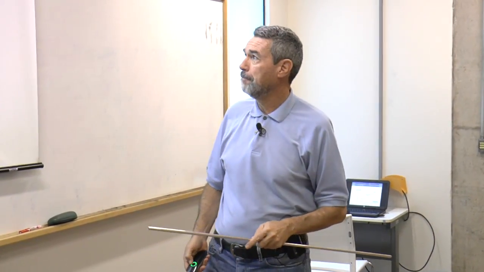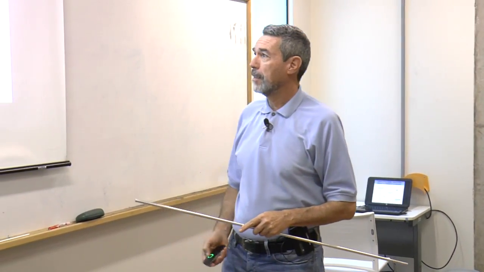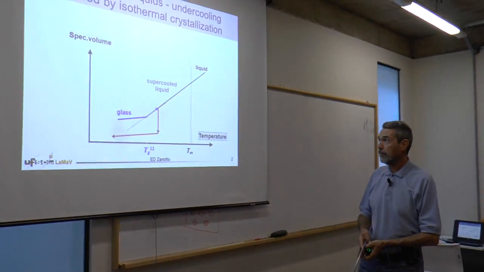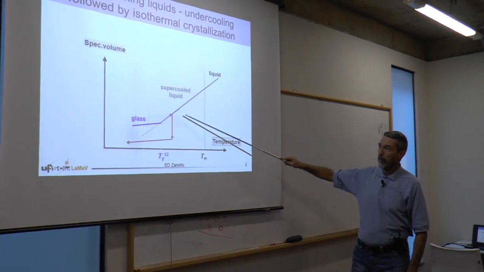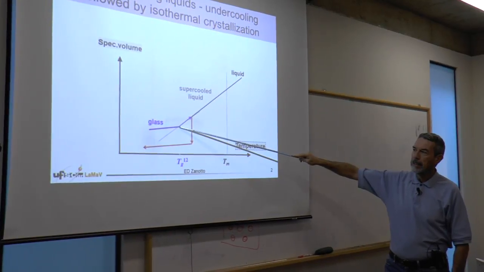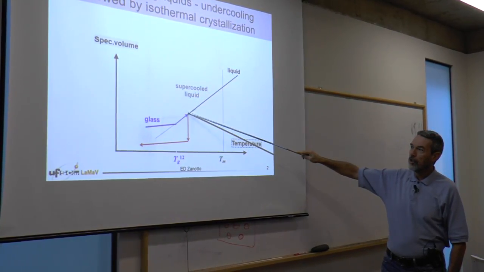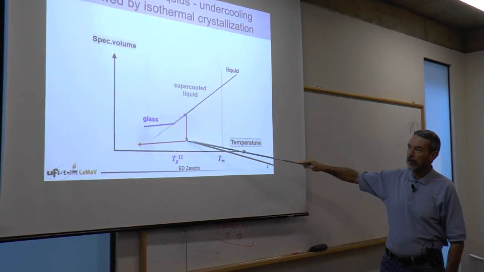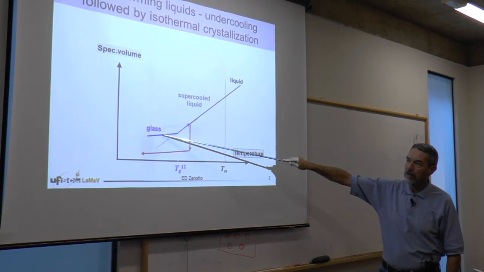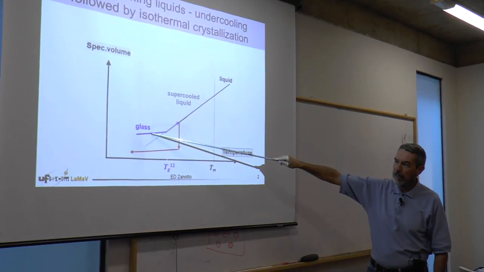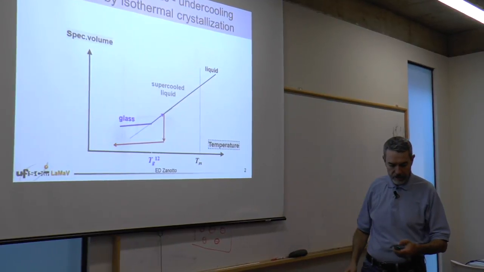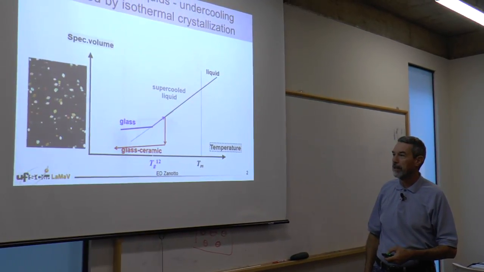Okay, this is the general plot I was just talking about, that we normally work a little bit above Tg, so dealing with a supercooled liquid. But even here, if we work below Tg, the glass will relax and then will crystallize. So it's always supercooled liquid.